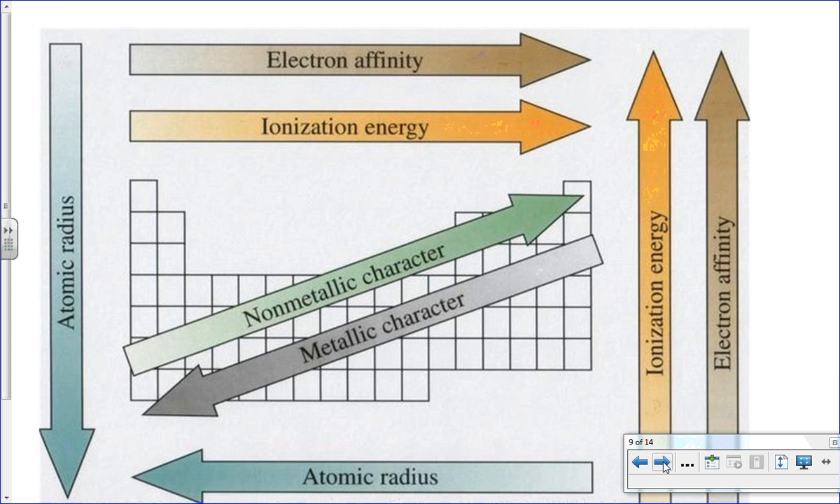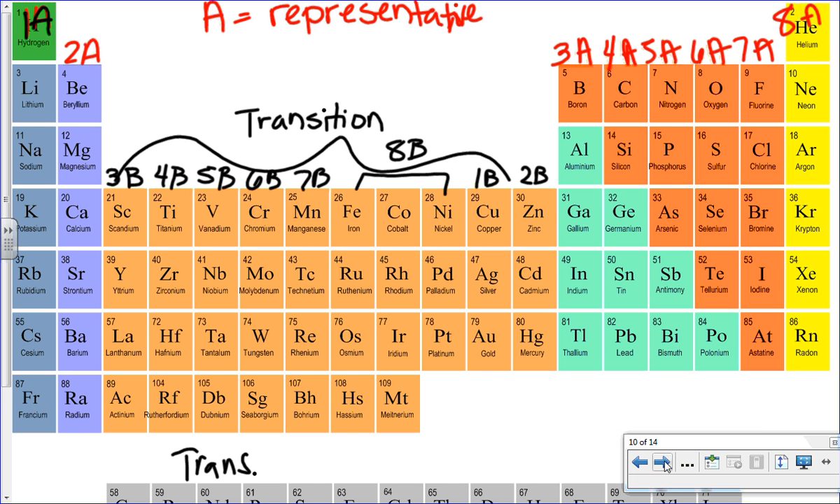Okay, so your periodic table should look something like the one that I have here. Okay? In the center, we have our transition elements.